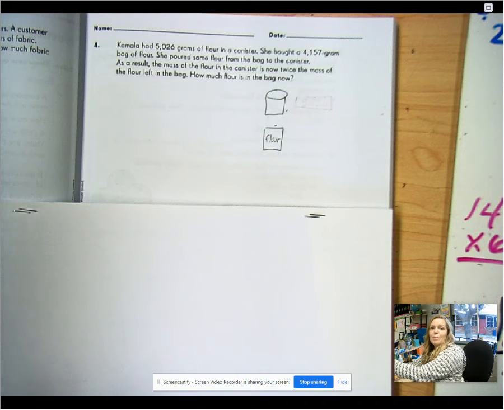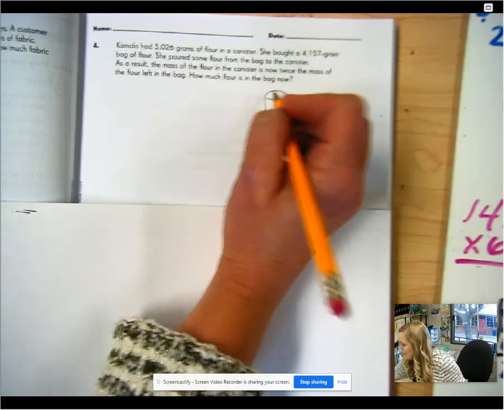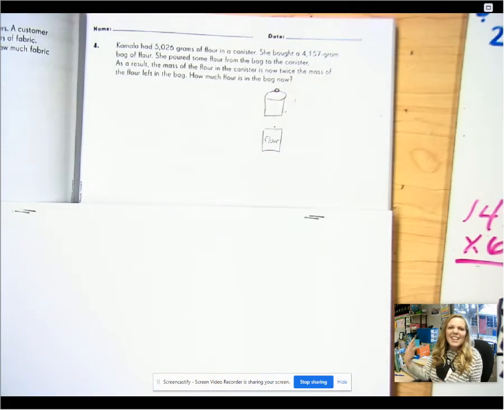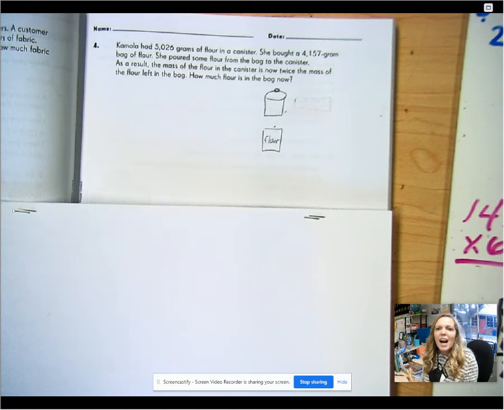And it reads, Kamala had 5,026 grams of flour in a canister. So here's my little jar and canister. Remember, I like to draw pictures. It's kind of how my head works. She bought a 4,157 gram bag of flour. She poured some flour from the bag into the canister.